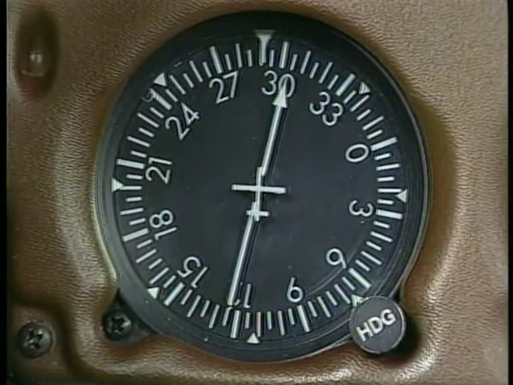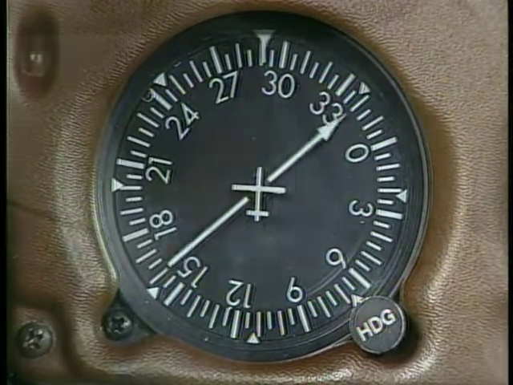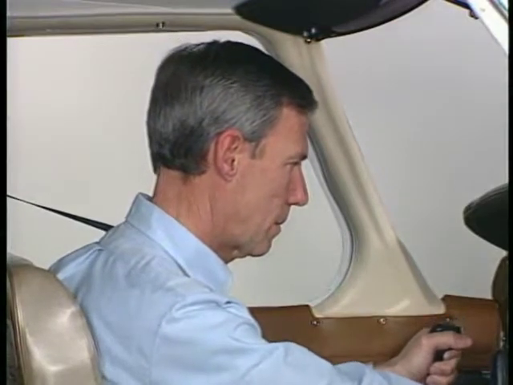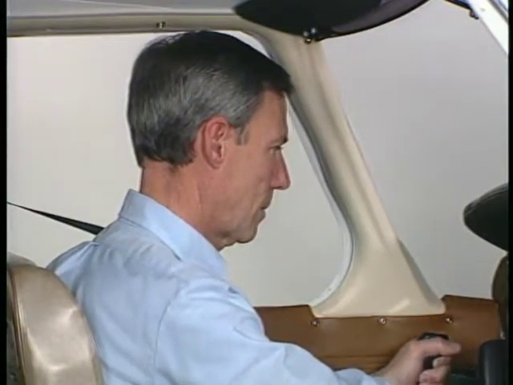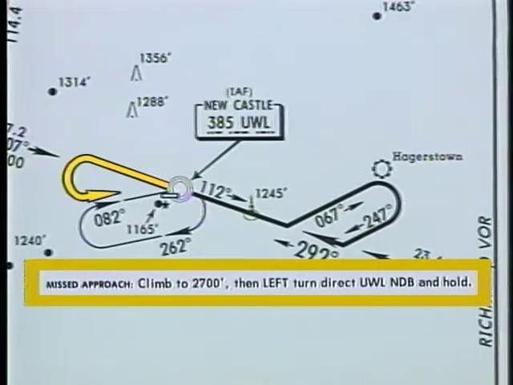If you reach the NDB without positively identifying the runway environment, or if you are not in a position to make a normal approach and landing, you must execute the published missed approach procedure. The missed approach calls for a climb to 2,700 feet, then a left turn direct to Newcastle NDB, and hold.